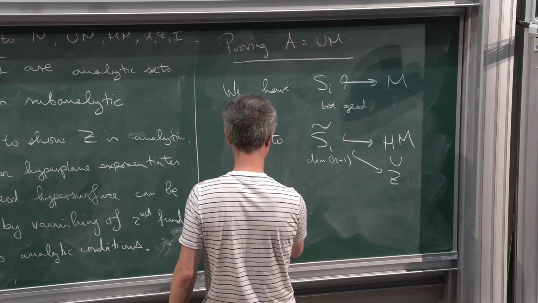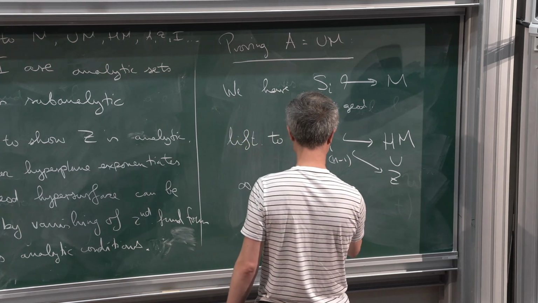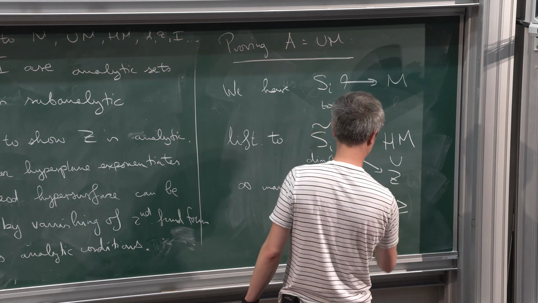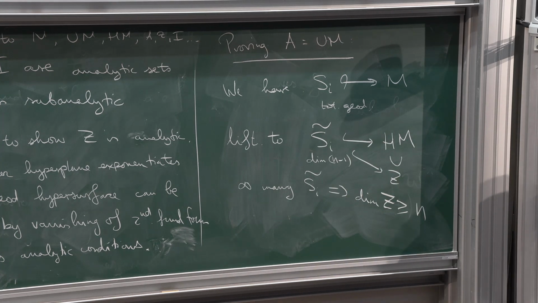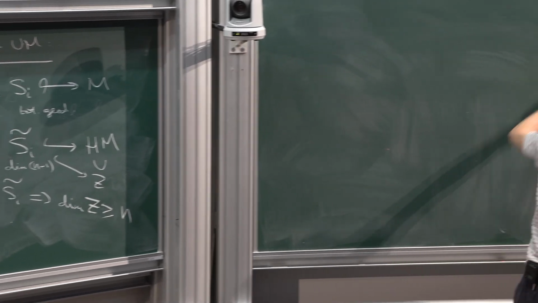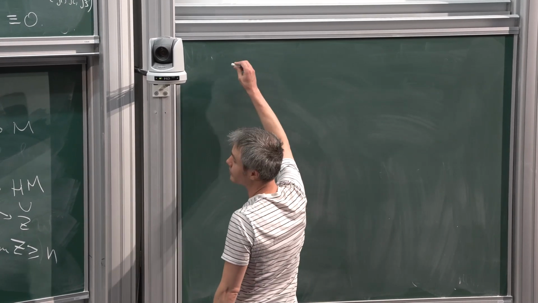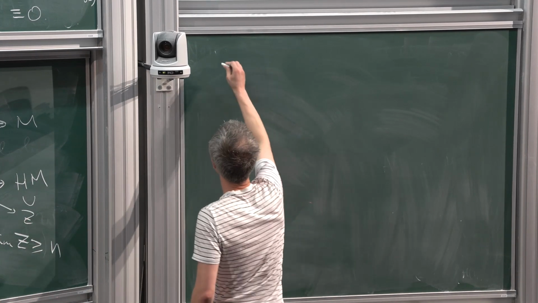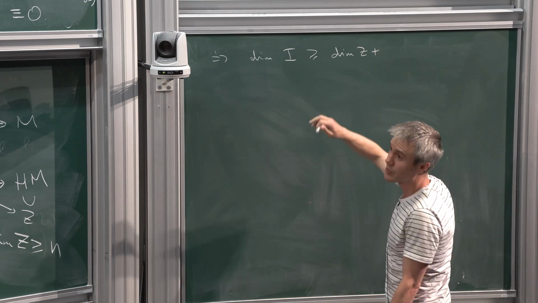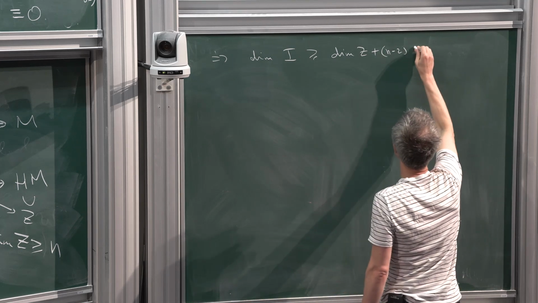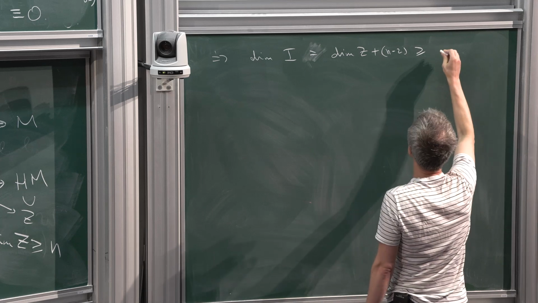So if I have infinitely many of these tildes, that implies the dimension of Z is at least n, because each of them has dimension n minus 1. Infinitely many of them, if they're distinct, can only be contained in a set of dimension at least n. So this implies the dimension of I is at least the dimension of Z plus the fibers, which, remember, have dimension n minus 2. So this is greater than or equal to 2n minus 2.